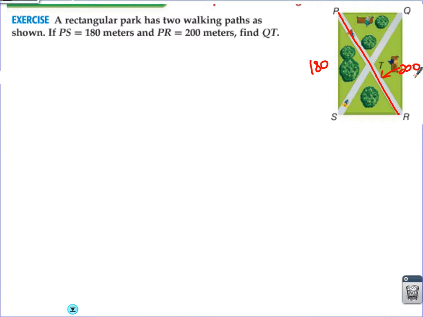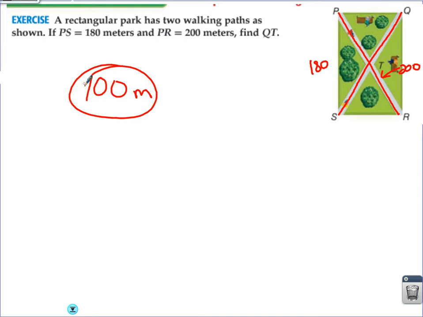What's true about QS? It's also 200. If it's a rectangle, there you go. If it's a rectangle, then the diagonals are the same length. So therefore, if PR is 200, then QS is 200. So how did you know to half that though? Because the diagonals bisect each other. It cut each other in half. So therefore, if QS is 200, then that means that QT is 100 meters. Any questions?